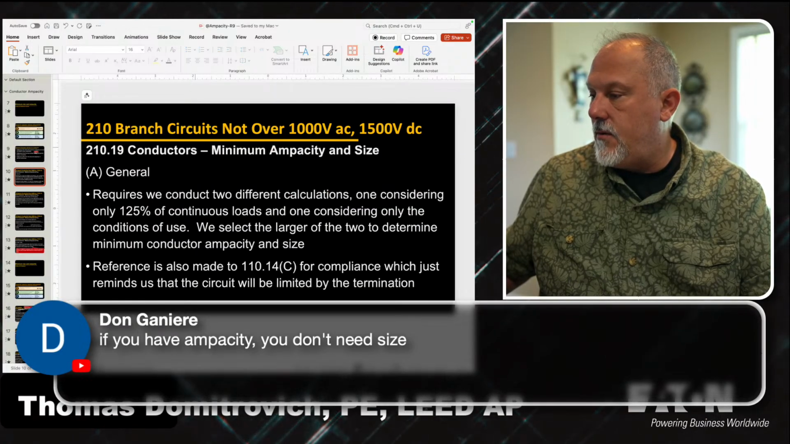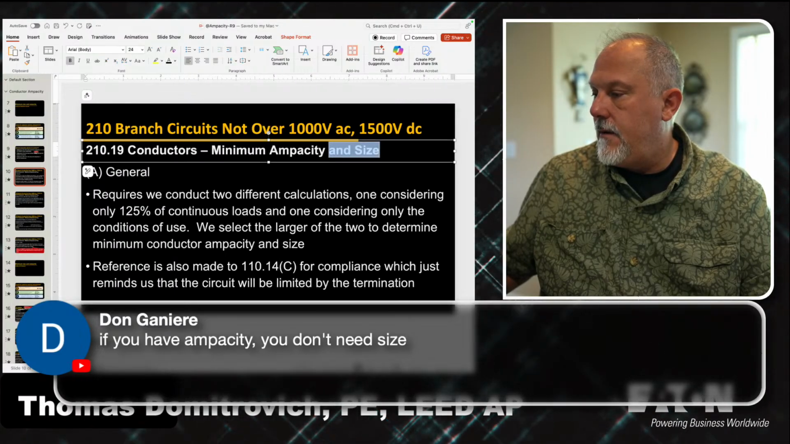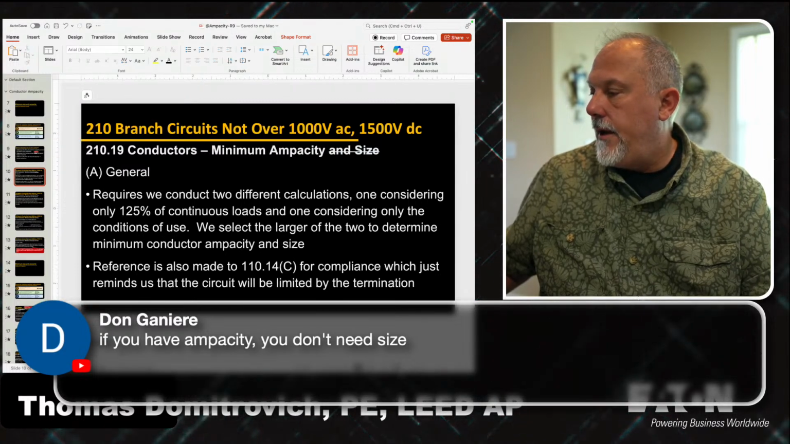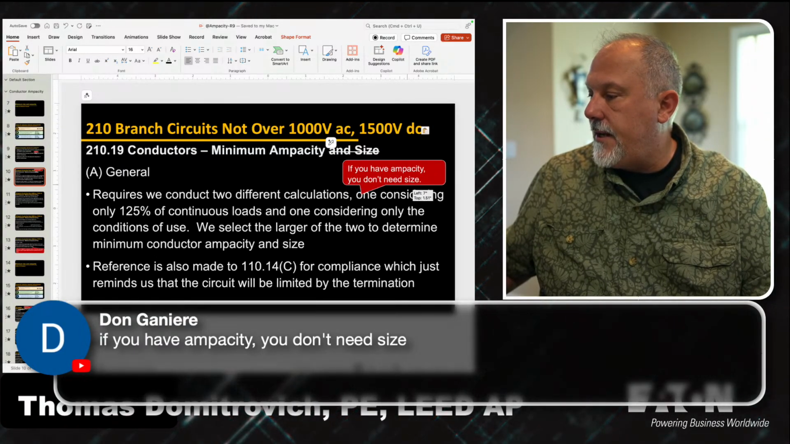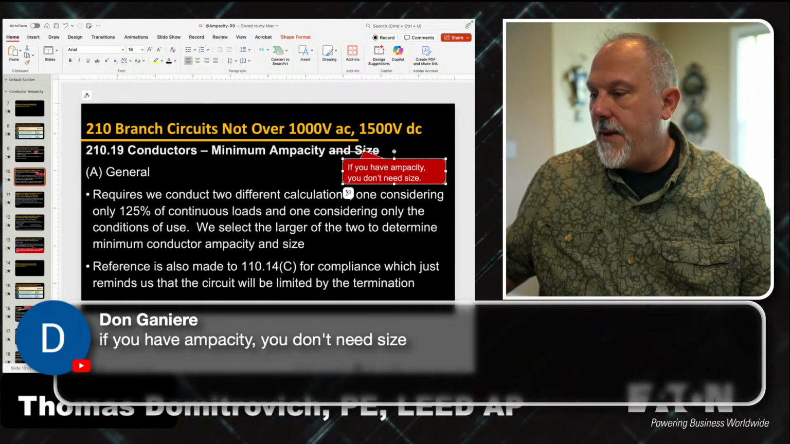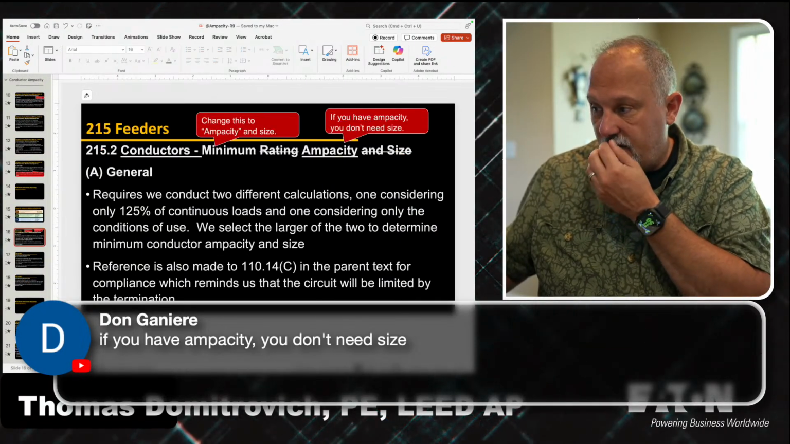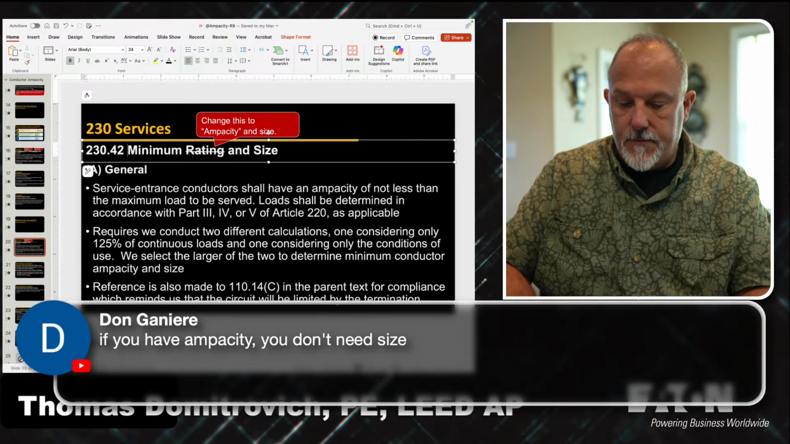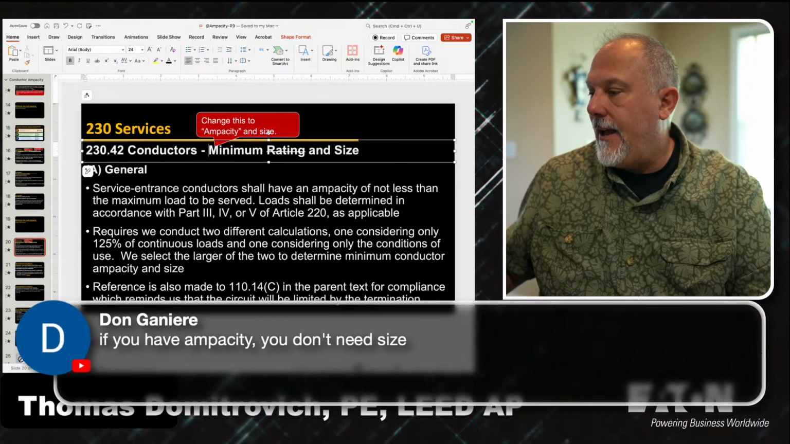Go to the language, the title, branch circuits, minimum ampacity. Strike that out. Boom. And Control V. If you have ampacity, you don't need size. I'm going to put that here, and put it here. Conductors, minimum ampacity. That's branch circuits. We just did feeders. And if we go to services, we can say conductors, minimum ampacity.